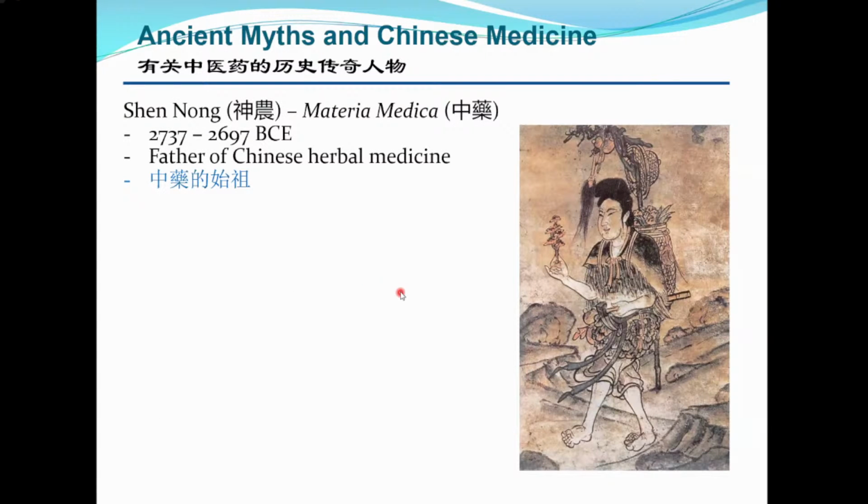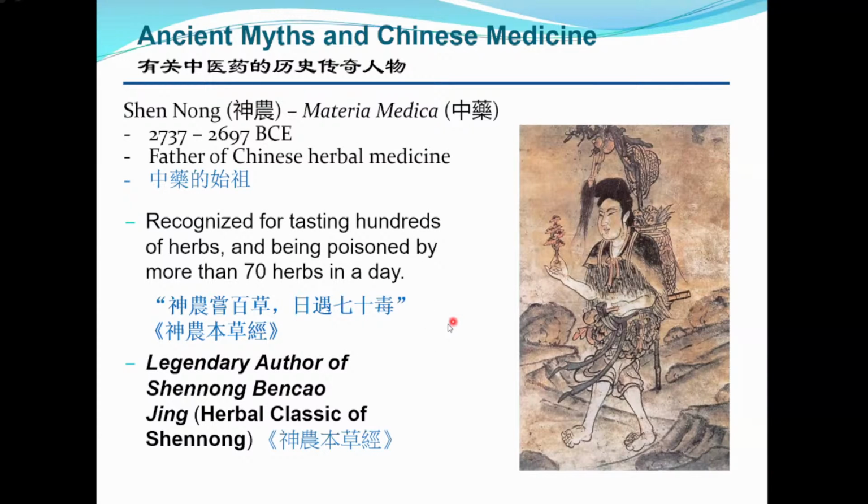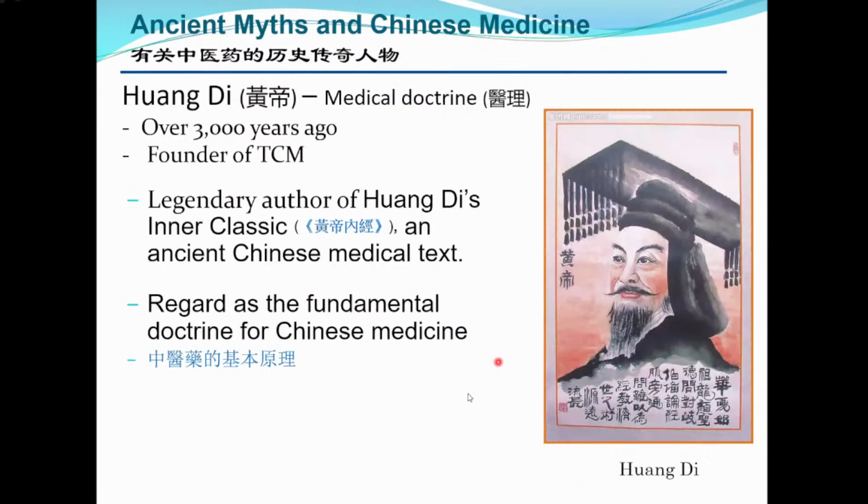Then another legendary figure is called Shen Nong. Shen Nong is more associated with herbal medicine. He has a very well-known book called Shen Nong Ben Cao, which uses his name as the author of the book. And the third very well-known person is Huang Di, or the Yellow Emperor. The Yellow Emperor also lived 3,000 years ago. He is believed to be the founder of Chinese medicine, and one of the books is called Huang Di Neijing, or the Yellow Emperor's Classic.